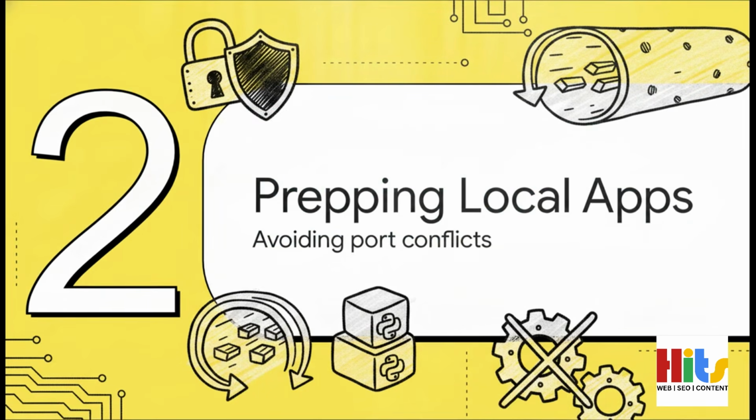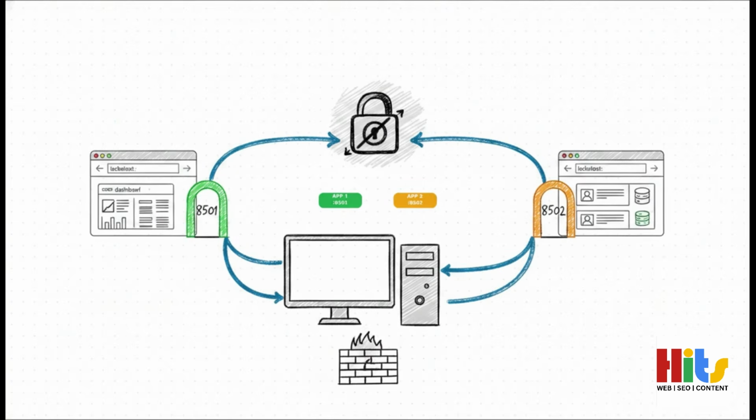Section 2. Prepping your local apps. Avoiding port conflicts. Okay, so the crucial point here is that every single application running on the exact same PC must be assigned a unique local port. You literally can't have two apps trying to use the same door. For instance, you might run an internal ERP system on port 8501 and a completely separate CRM on port 8502.